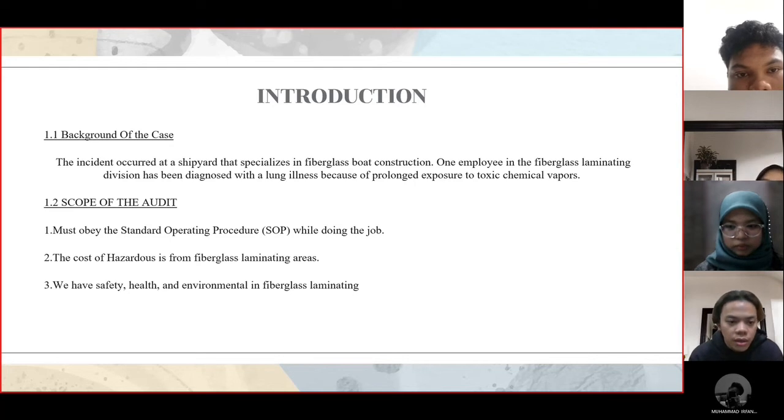1.2, scope of the audit. First, one must obey the standard operating procedure (SOP) while doing the job. Second, the cause of hazard is from the fiberglass laminating areas. And the last one, safety, health and environmental matters in fiberglass laminating.